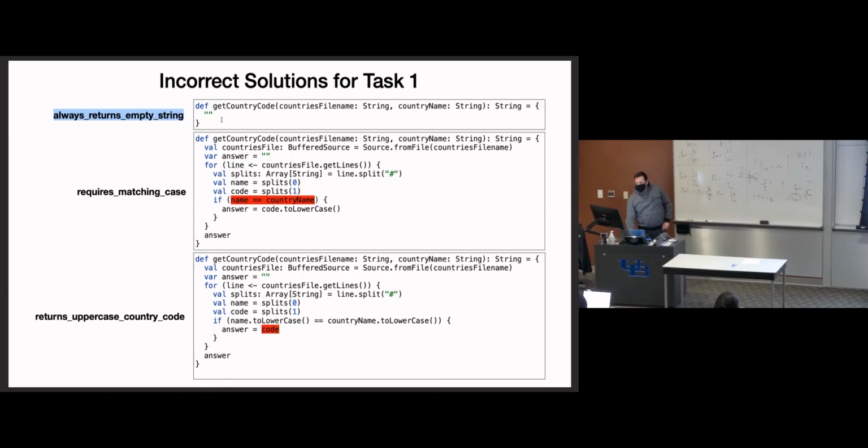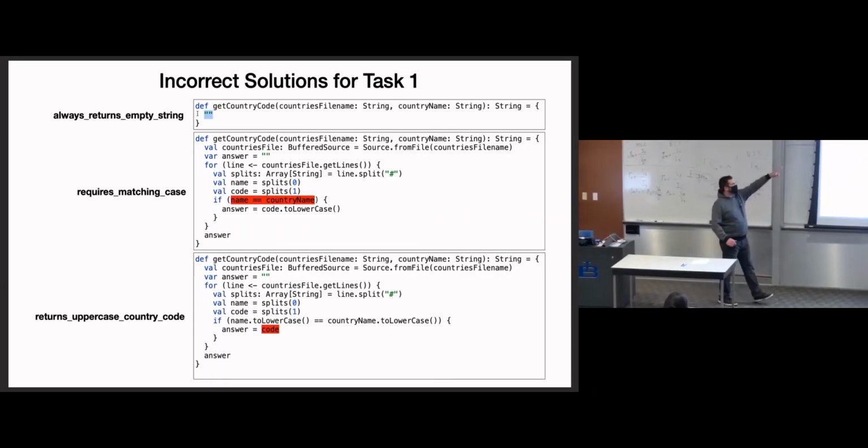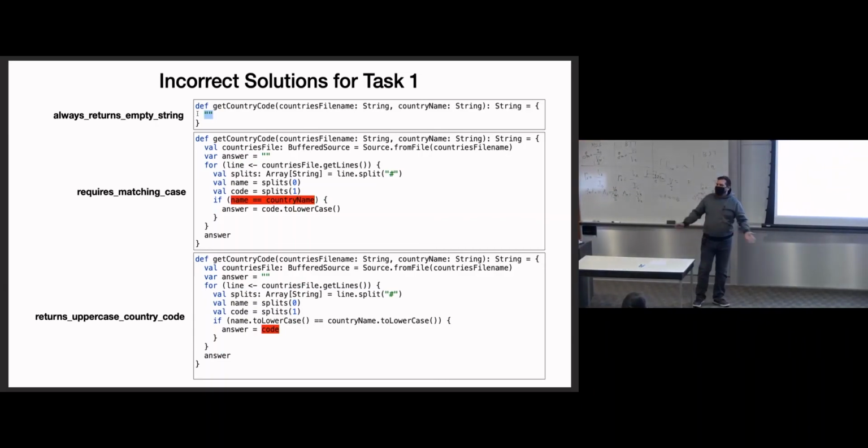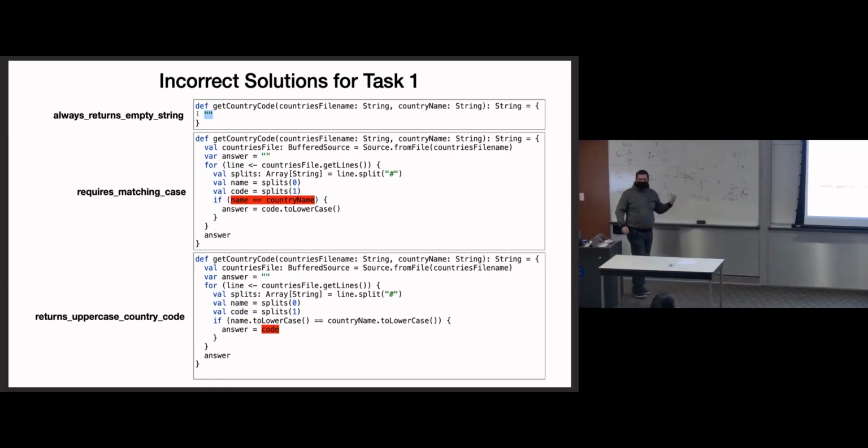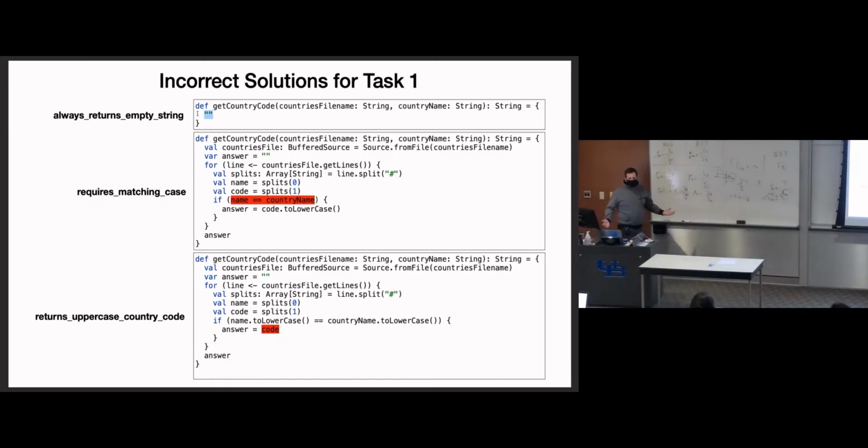Always returns empty string. The incorrect thing that this incorrect solution does is always return the empty string. Straight up, that one's pretty straightforward. It just always returns the empty string. If you have any tests at all, you're going to mark this one as incorrect. If you don't have any tests, or if you're only testing countries that should return the empty string, then you might end up passing this one, but you really haven't done any testing at that point.